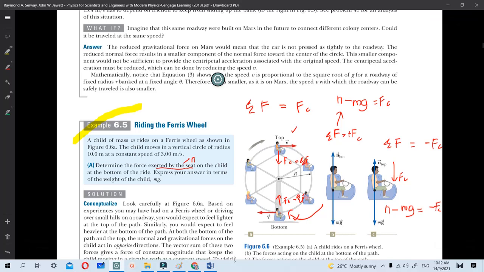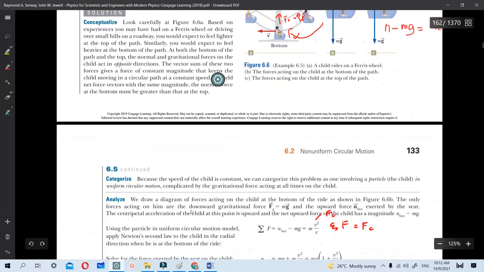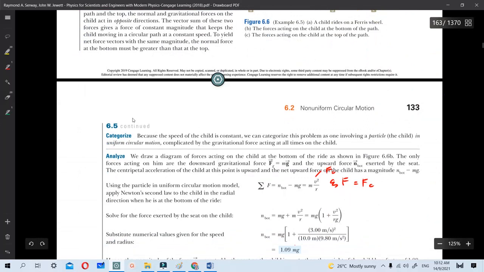Negative FC. Understand? Alright. Now let's do a comparison of the answer with the book. All right.